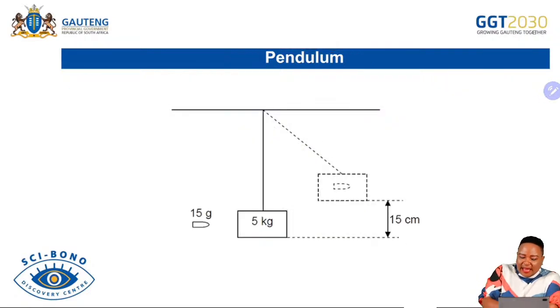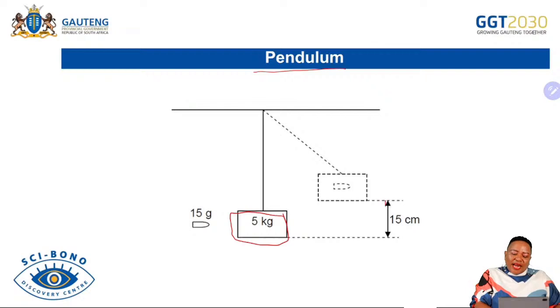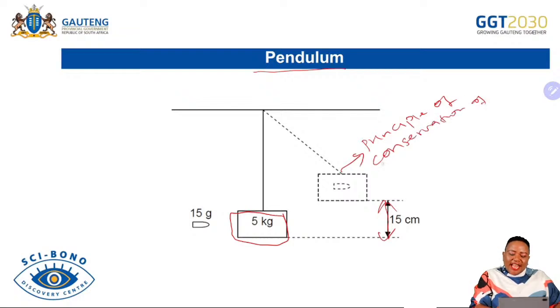In cases like this one, this is an example involving momentum. You can see here there is a 5 kg block and there is a bullet that is swinging. And what I like about this is that it makes you remember the principle of conservation of what? Of energy.